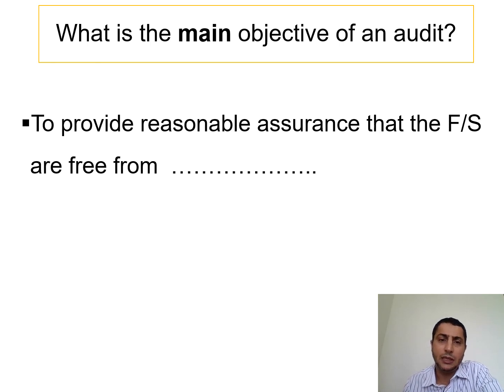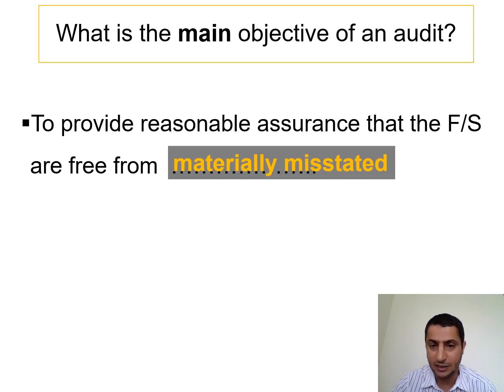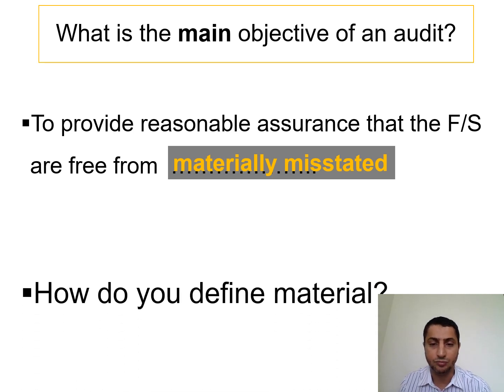So what is the main objective of auditing? If we recall the definition that we repeated in the previous classes, the main objective is to provide reasonable assurance that the financial statements are free from material misstatement. So we are focusing only on material misstatement, not the immaterial.